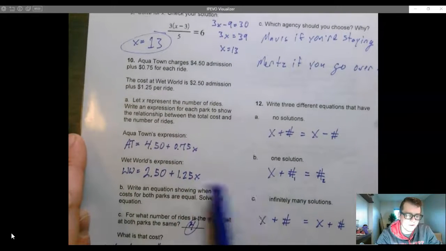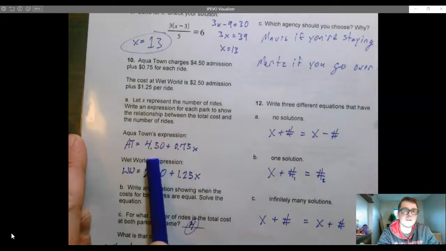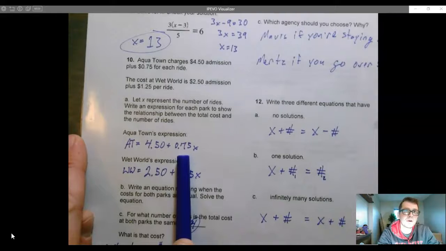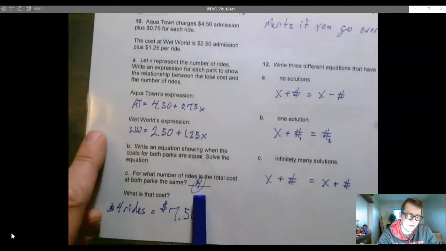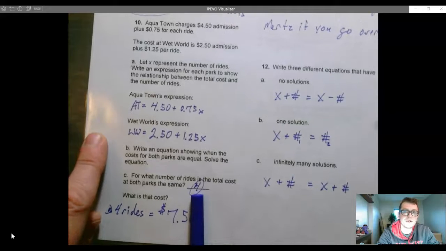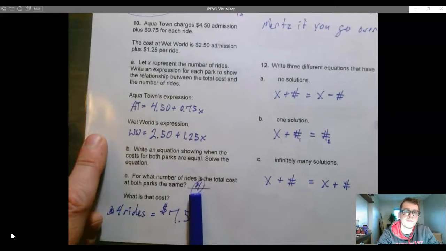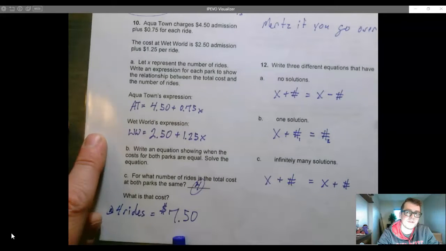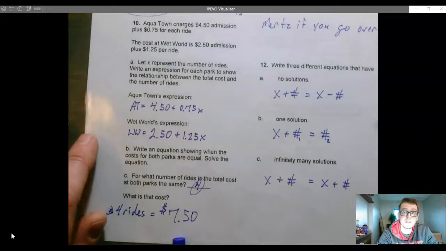Aquatown and Wet World, we've got our equations here with the initial entrance fee plus how much it costs per ride. So if we make the parks equal, how many rides would that be? 4, and that would be $7.50 at each place. Pretty cheap, if you ask me.